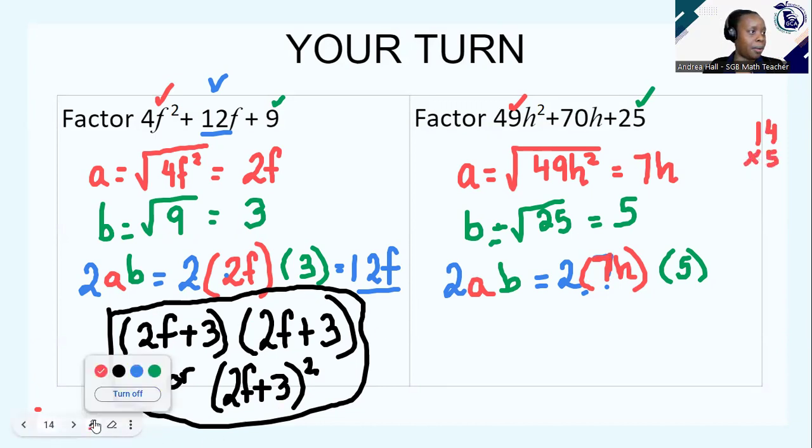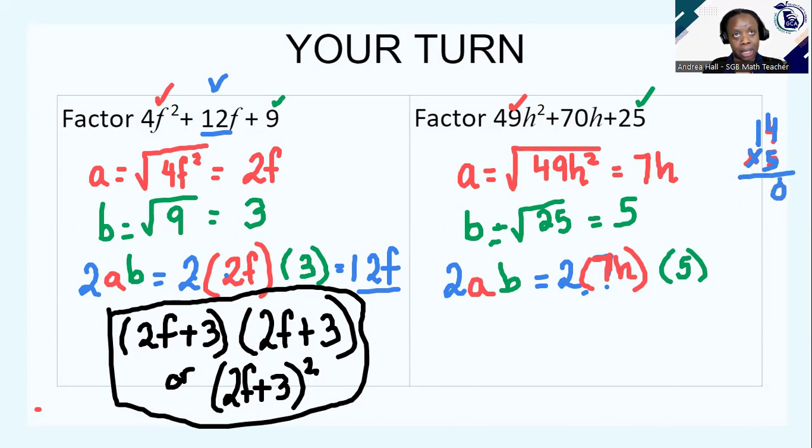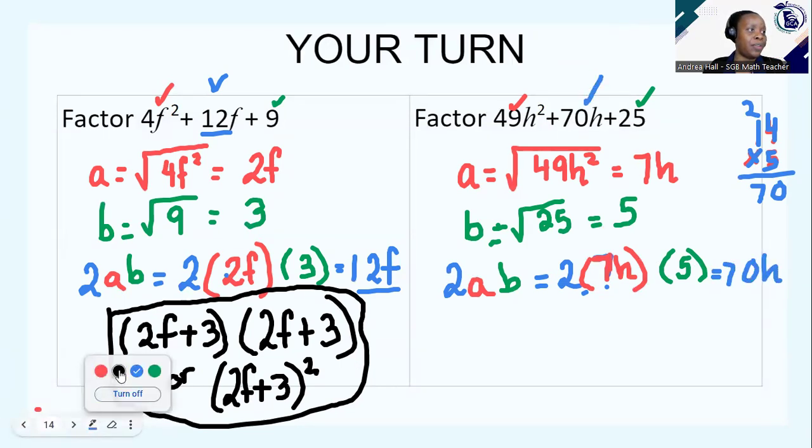Let's use a different color. I probably should have done 5 times 2 is 10 and 10 times 7 is 70. But since I did this, I'm going to go ahead and continue. All right, 14 times 5 is 70. So this is 70h. And that's our middle term. So yay, it is a perfect square trinomial.